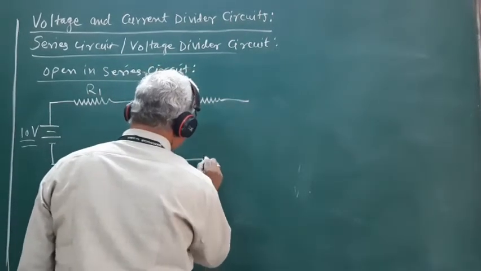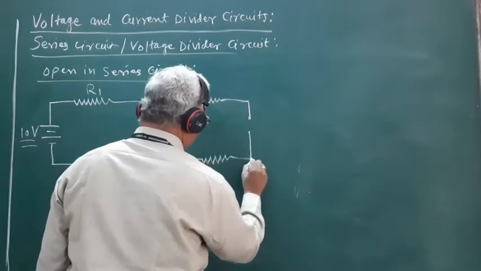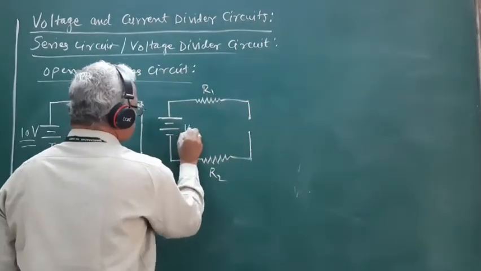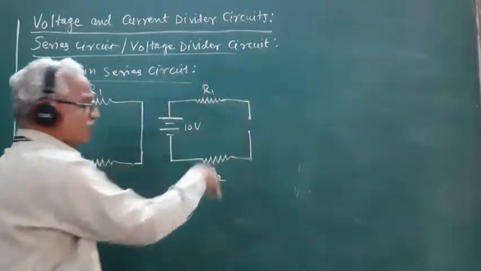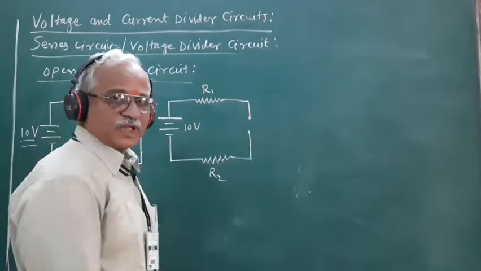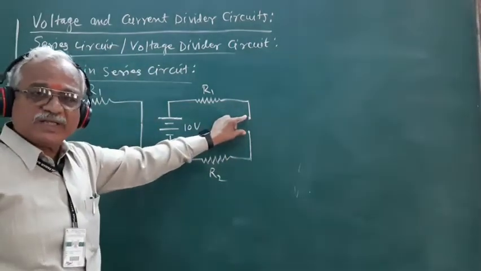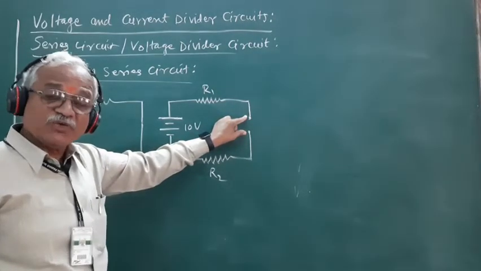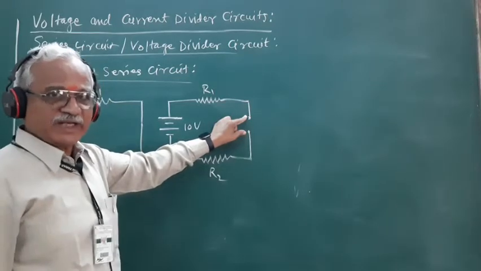If the open appears in this branch between R1 and R2, this is the open between R1 and R2. So, if this circuit is broken, it means that if we measure the resistance between these two open terminals, this resistance is going to be infinite.